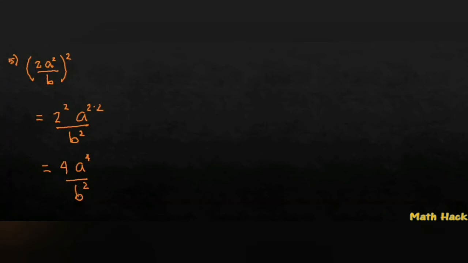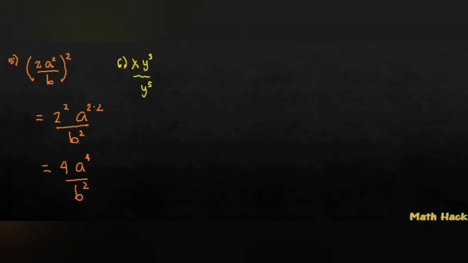Number 5. Distribute din natin ang exponent na 2. So, we have 2 squared times a raised to the power of 2 times 2 over b raised to the power of 2. Simplify natin. That will be 2 squared is 4. Then a raised to the power of 2 times 2 is a raised to the power of 4 over b squared. Okay?